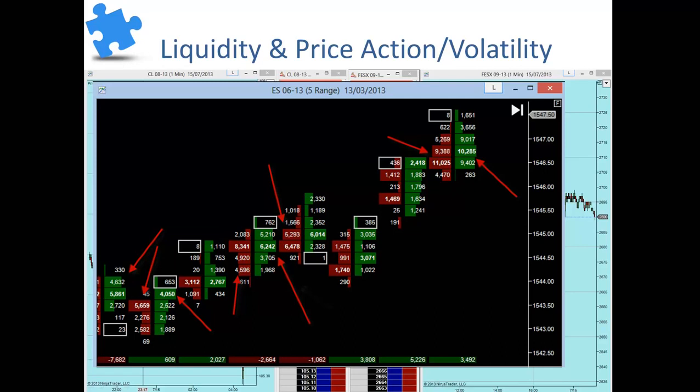But of late, if you look at the ES, quite often you're seeing 500, 600. And then other times you'll see 3,000. So it's really just a matter of keeping your eye on it.